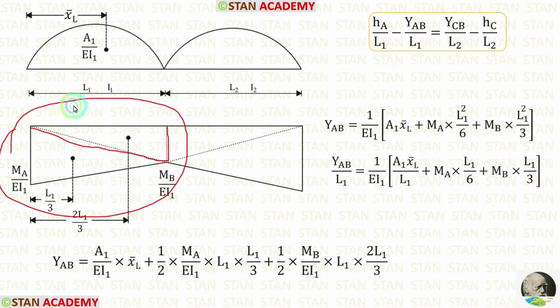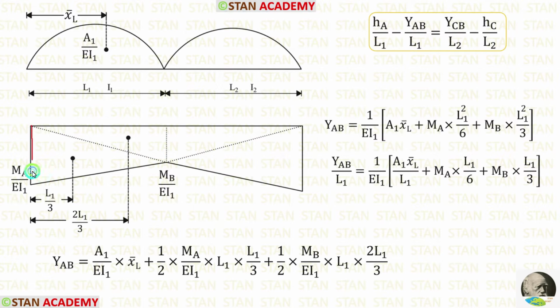You can see that now we are having two triangles. First, let us consider this triangle. We know the triangle area formula: half into breadth into height. For this triangle, the breadth is MA by EI1, the height is L1. So for the area, we are getting this. The centroid towards the left side is L1 by 3.